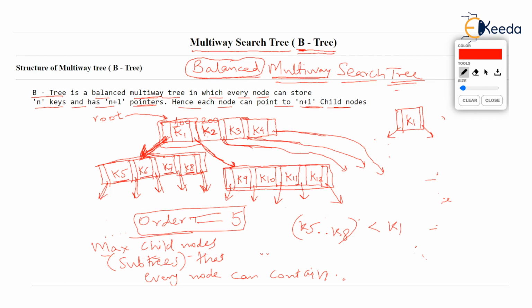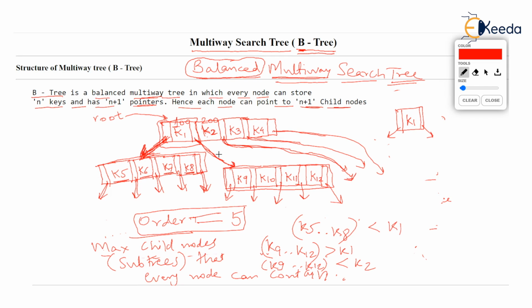All values which are less than K2 are to the left of K2. Also, all values which are greater than K1 are to the right of K1. So you can say K9 to K12 are the keys which are between K1 and K2. Isn't it? K9 to K12 are the keys which are greater than K1, and also less than K2. I hope you understand. So which type of keys are stored in this third child here?